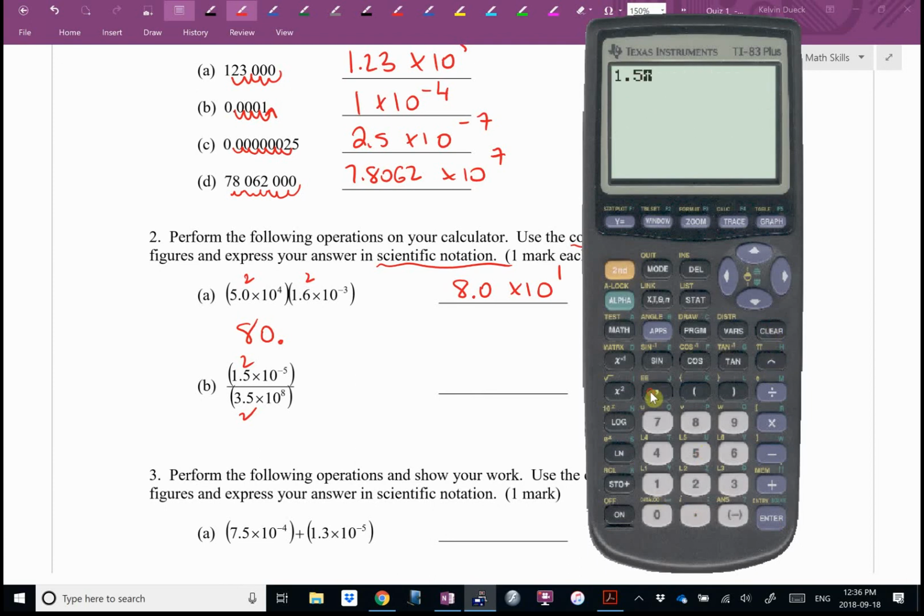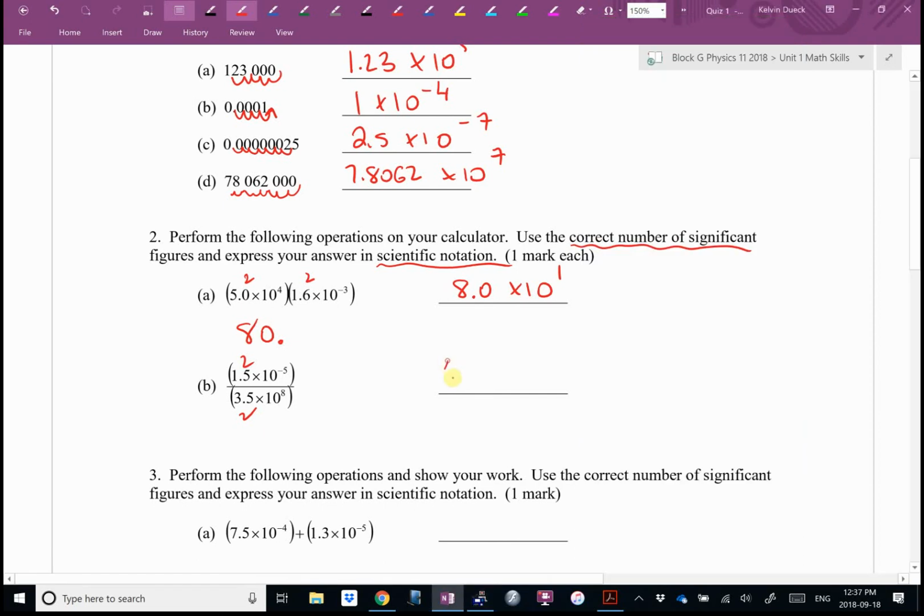1.5, scientific notation, negative 5, divided by 3.5, scientific notation, 8. To 2 sig figs, I get 4 point. Is the 2 going to stay a 2 or become a 3? 4.3 times 10 to negative 14.